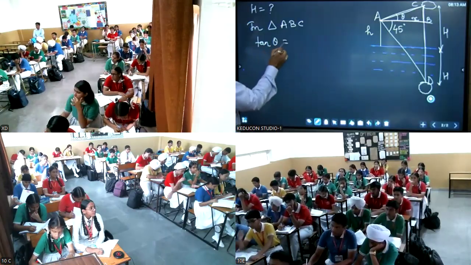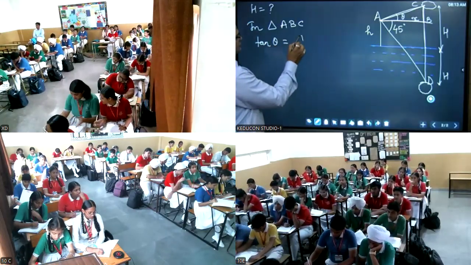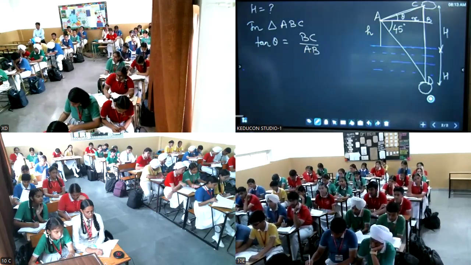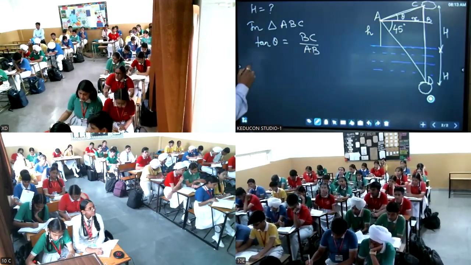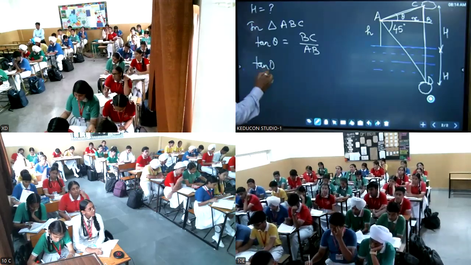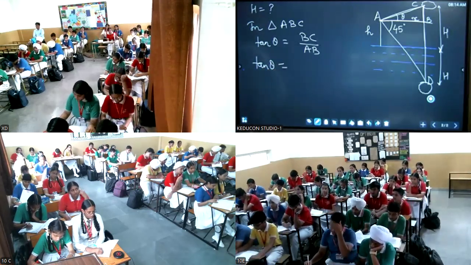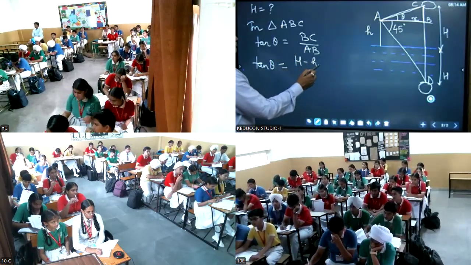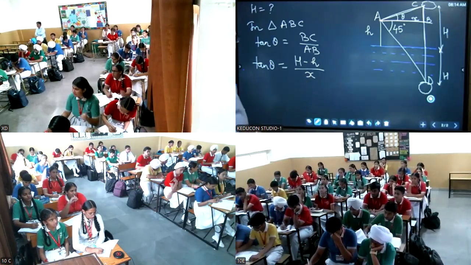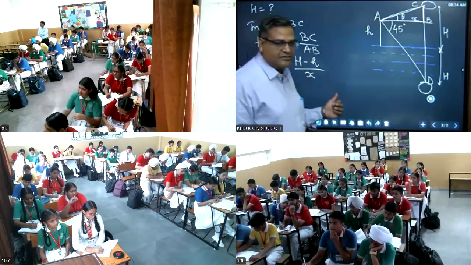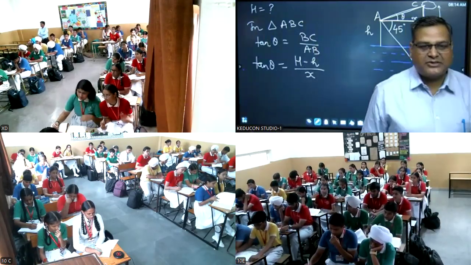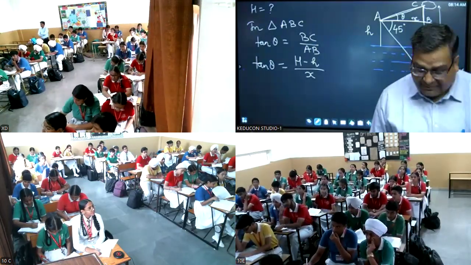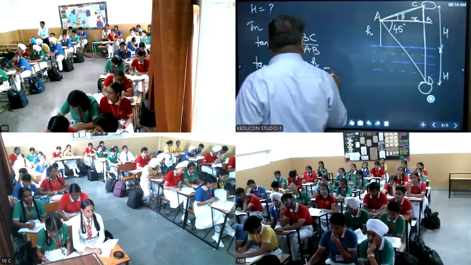Tan theta is equal to, right? Is this clear, bachcho? Yes, sir. What will be the BC? Tell me what is BC? Capital H minus small h. Is this clear, bachcho, or not? Yes, sir. Now we have to find capital H, right? So let's say this is equation 1.